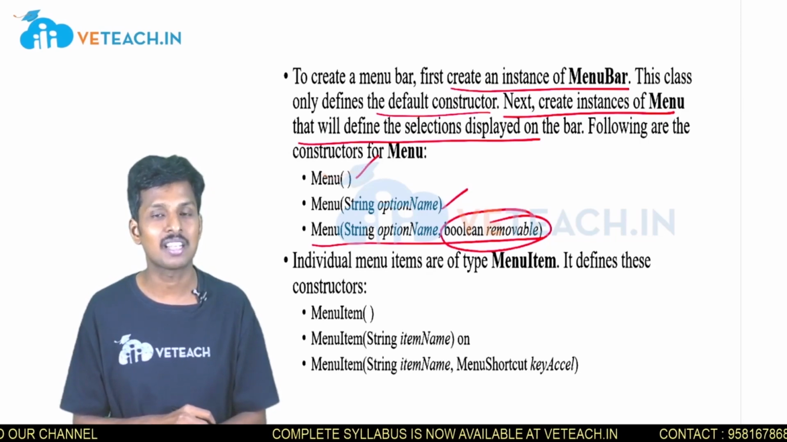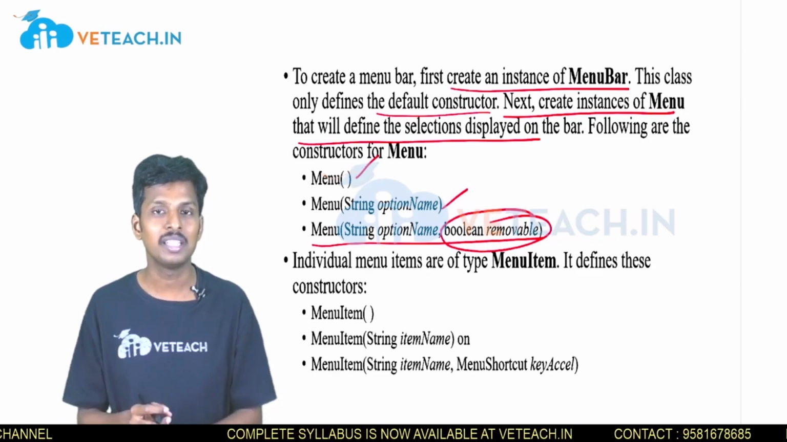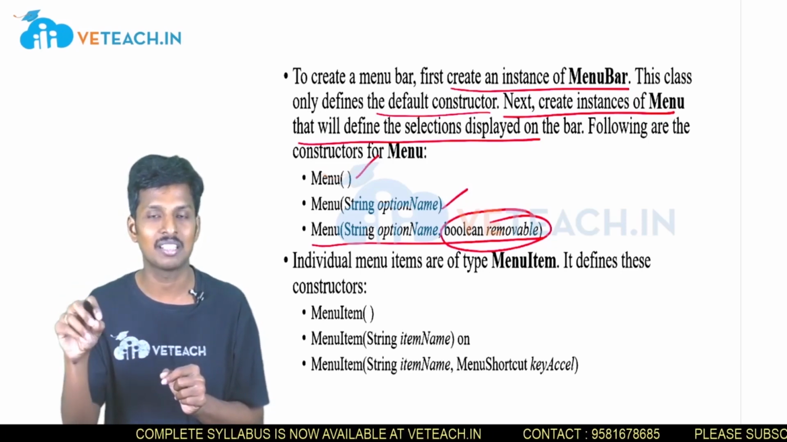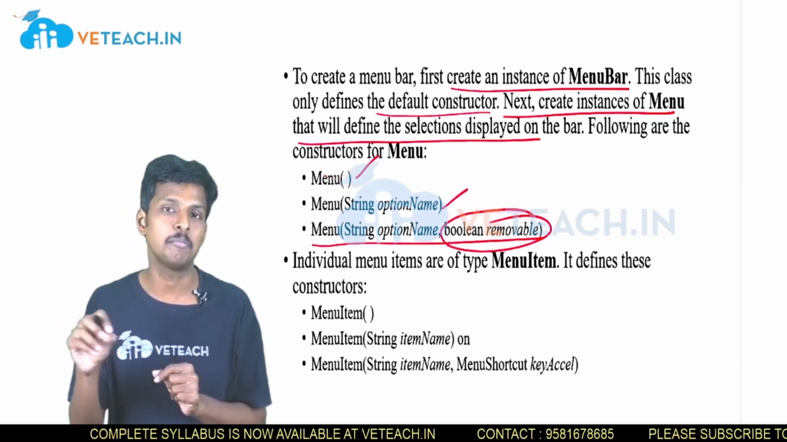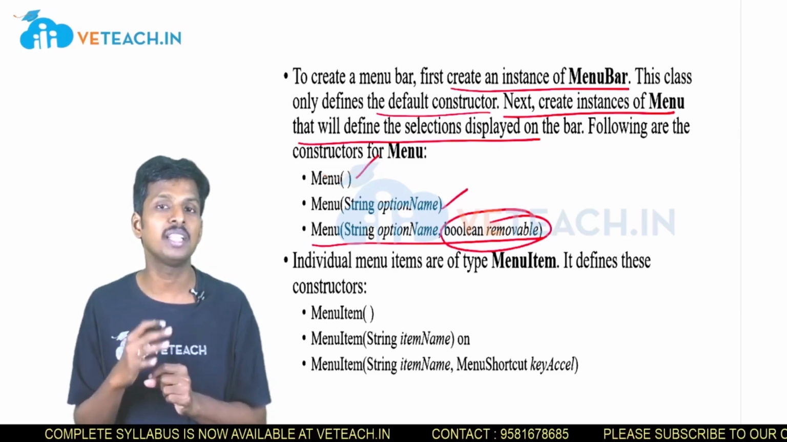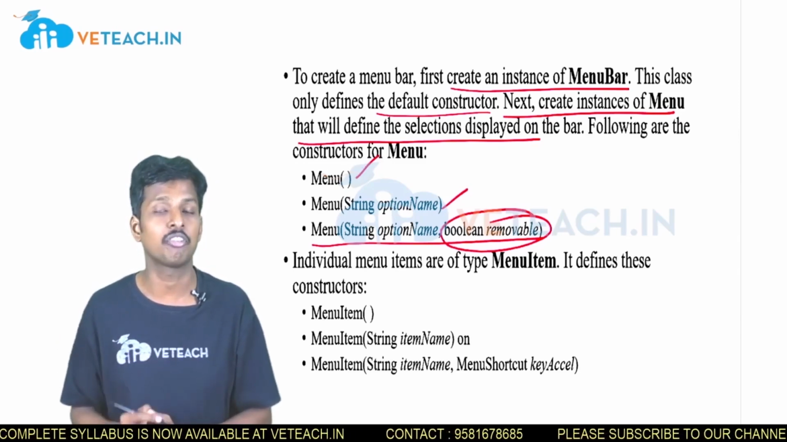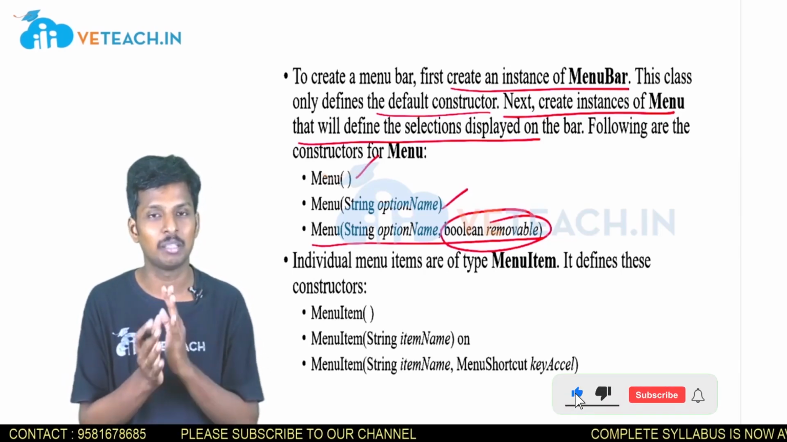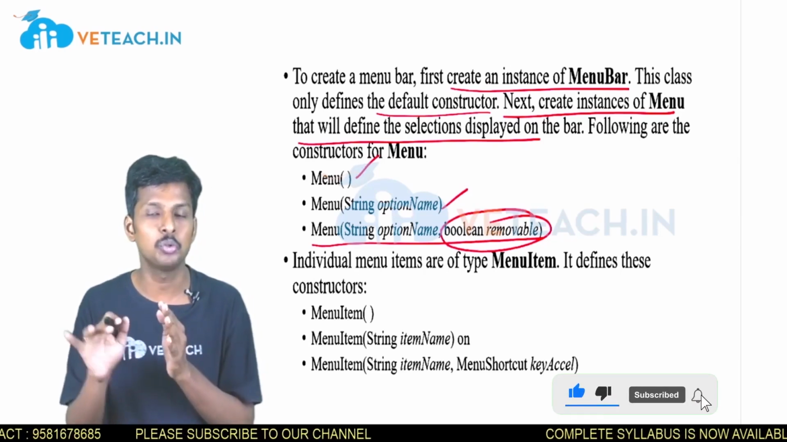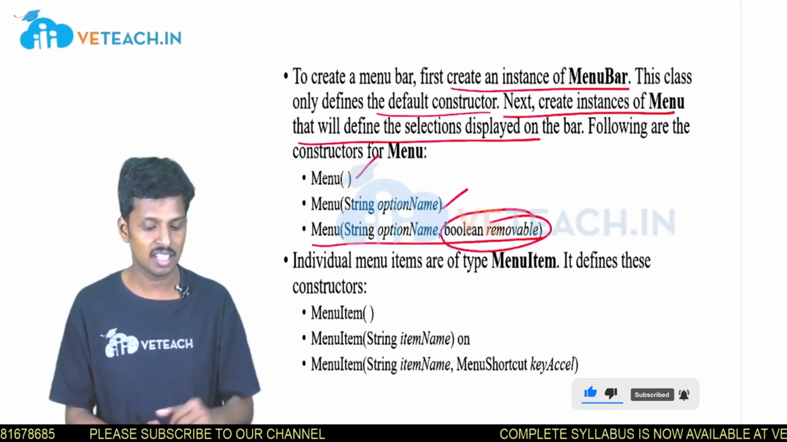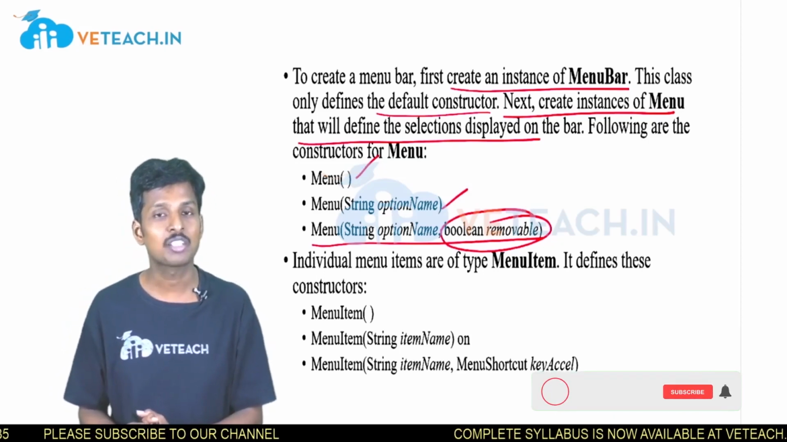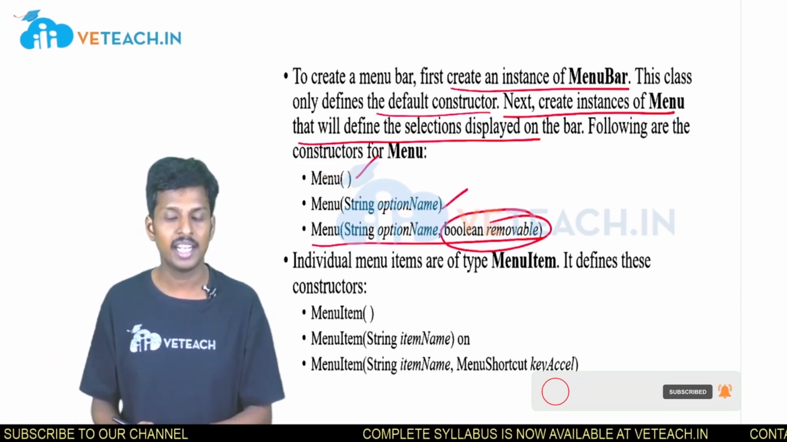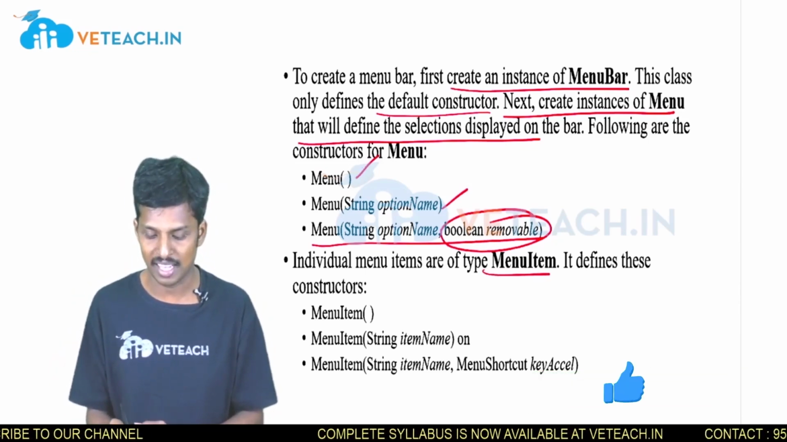If removable is set to true, we can pick that option and move it to the desired location inside the same menu bar. If it should not be changed, we set the value of removable as false. This is how we can create menus for a menu bar. Next, we need to create menu items for the menus. To create individual menu items, we have a class known as MenuItem.